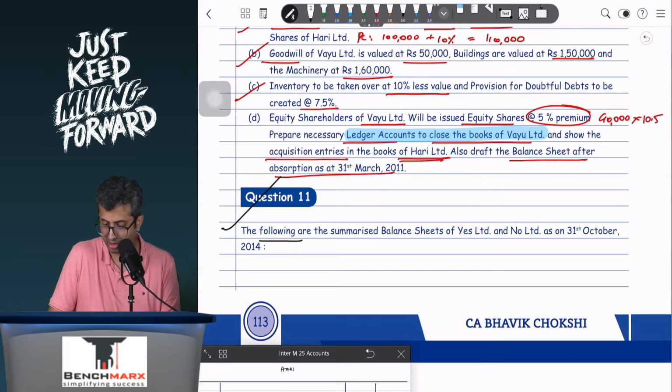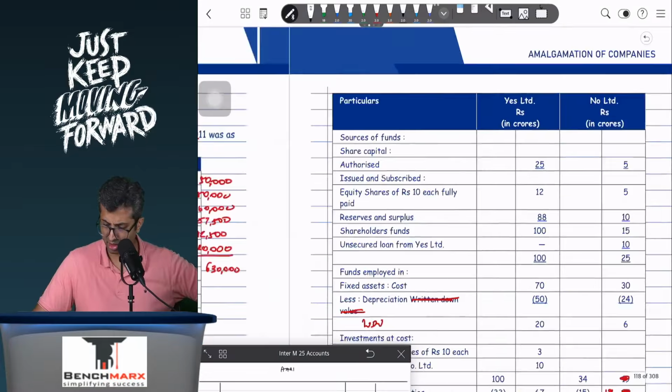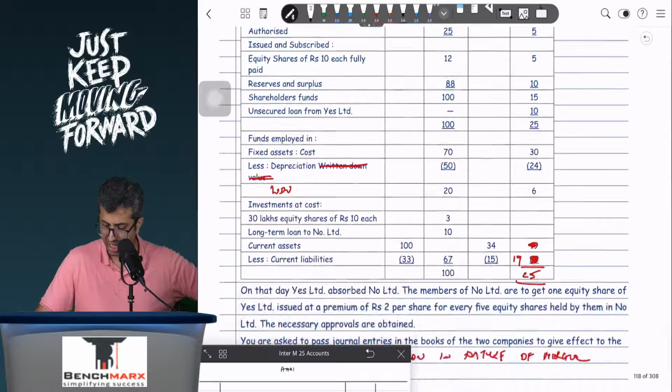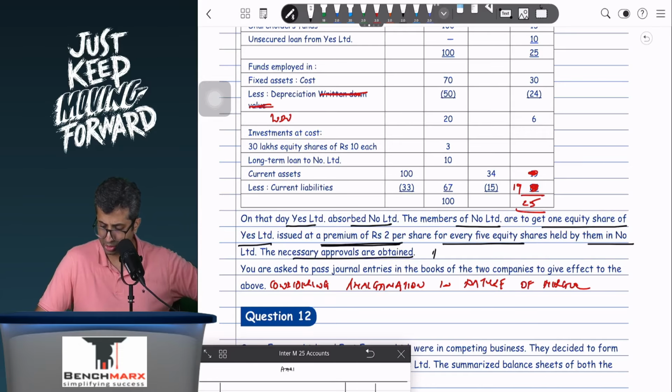Following are the summarized balance sheets of Yes and No. Very innovative names. As on 31st October 2014. So you have the balance sheets of Yes and No as on 31st October 2014, and you have been told that on that day Yes absorbed No. So Yes is the acquirer, No is the target. The members of No are to get 1 equity share of Yes issued at a premium of 2 rupees for every 5 equity shares held by them in No Limited. The necessary approvals are obtained. So this is going to be a part of PC.